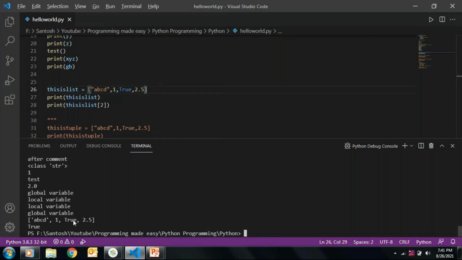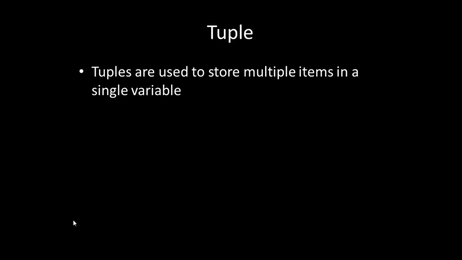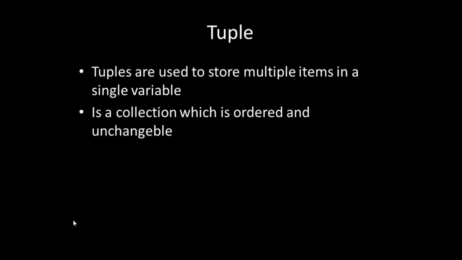Okay. Next, tuple. A tuple is used to store multiple items in a single variable. It's a collection which is ordered and unchangeable. That means it is a kind of read-only data. You cannot modify the value once you create a tuple. Basically, you can use tuples when you want to return the output from your program to another program which is only using your return value.